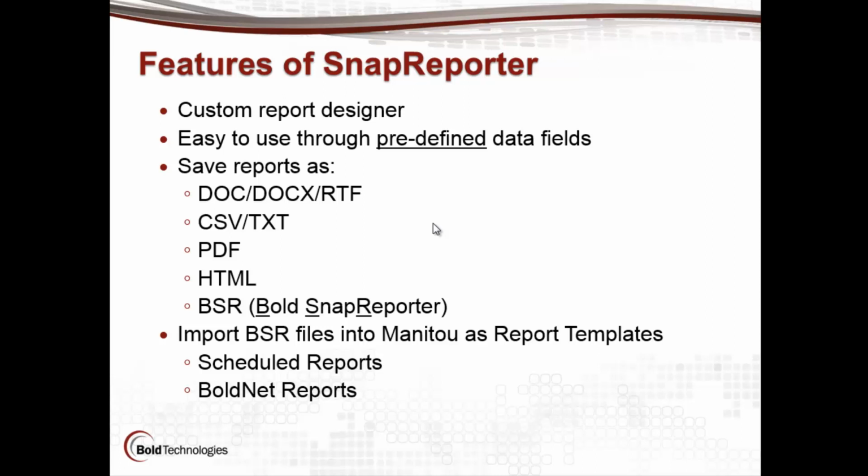We also allow you to save the reports from SnapReporter in either a Word doc, docx, or an RTF file, also a CSV file or a text file, PDF files, HTML files, and of course the all-important BSR file, which is our Bold SnapReporter file. Those BSR files are what you're going to use to import into Manitou as a report template. And once it's in Manitou as a report template, it can be listed as a scheduled report, or it can be available to your customers through BoldNet.